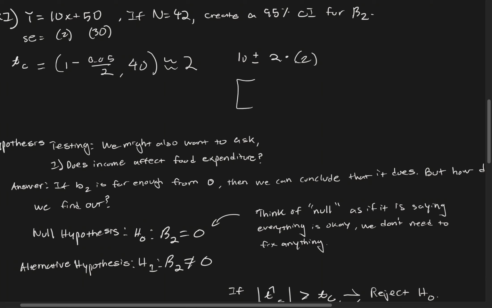And so if we do 2 times 2, which is 4, and then 10 minus 4, which is 6, our minimum value will be 6, and then our higher value will be 14.